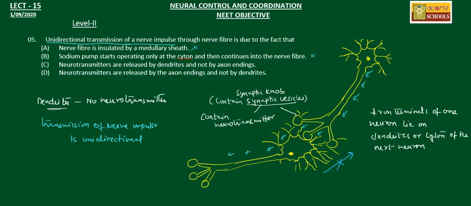Neurotransmitters are released by the dendrites and not by the axon endings. No. I told you that dendrites don't produce these neurotransmitters. Neurotransmitters are released by the axon endings and not by dendrites. So option D, that is, neurotransmitters are released by axon endings. You can see here these axon terminals, and they release the neurotransmitter. So option D is the right option.